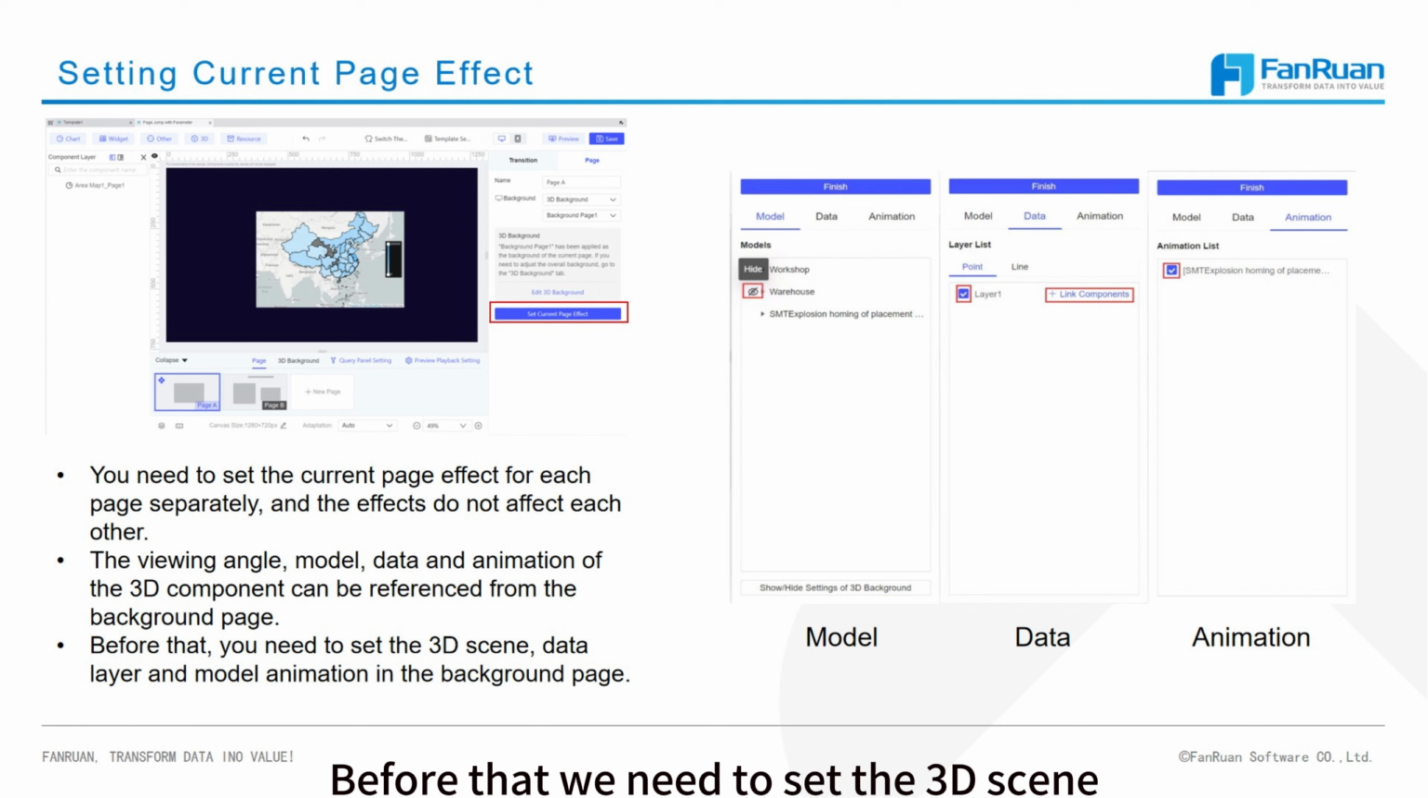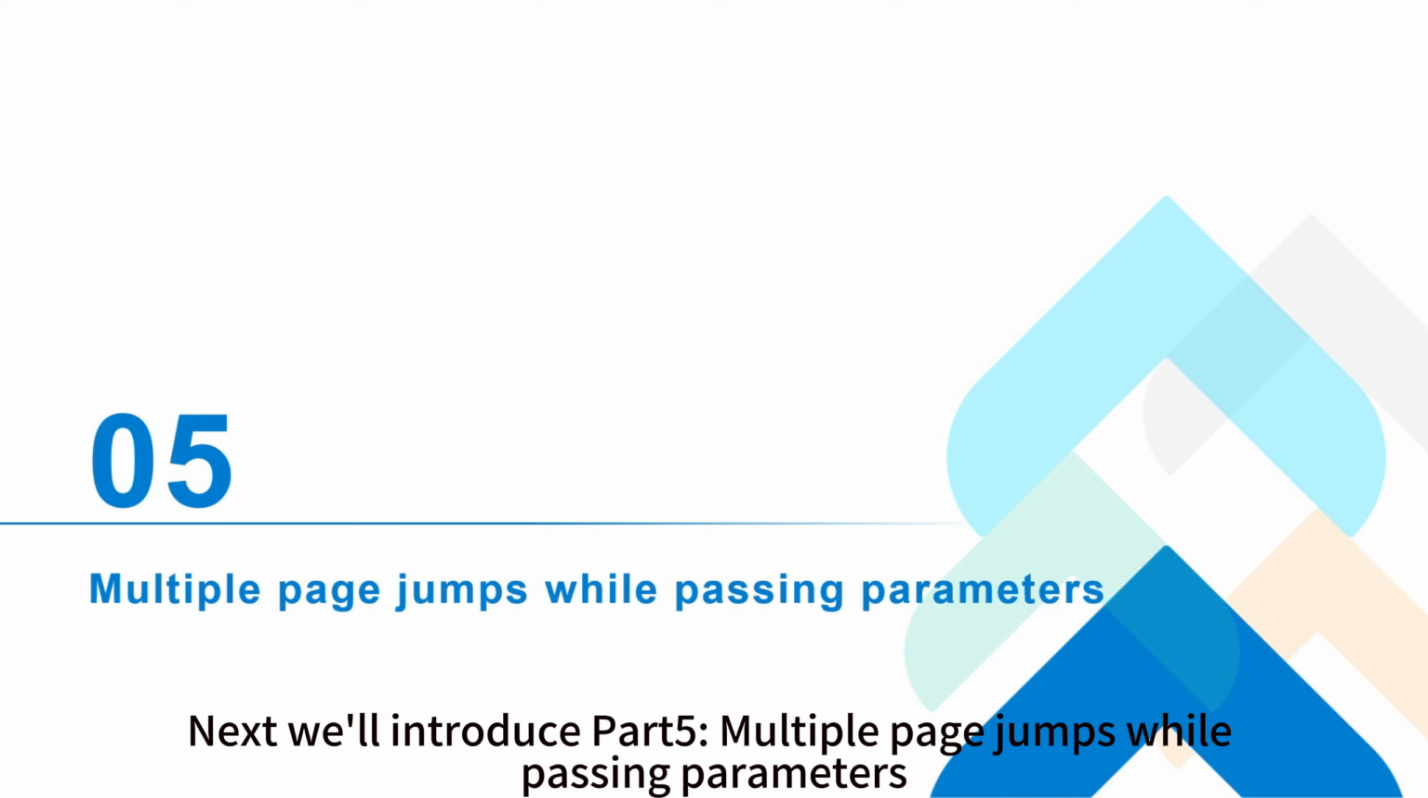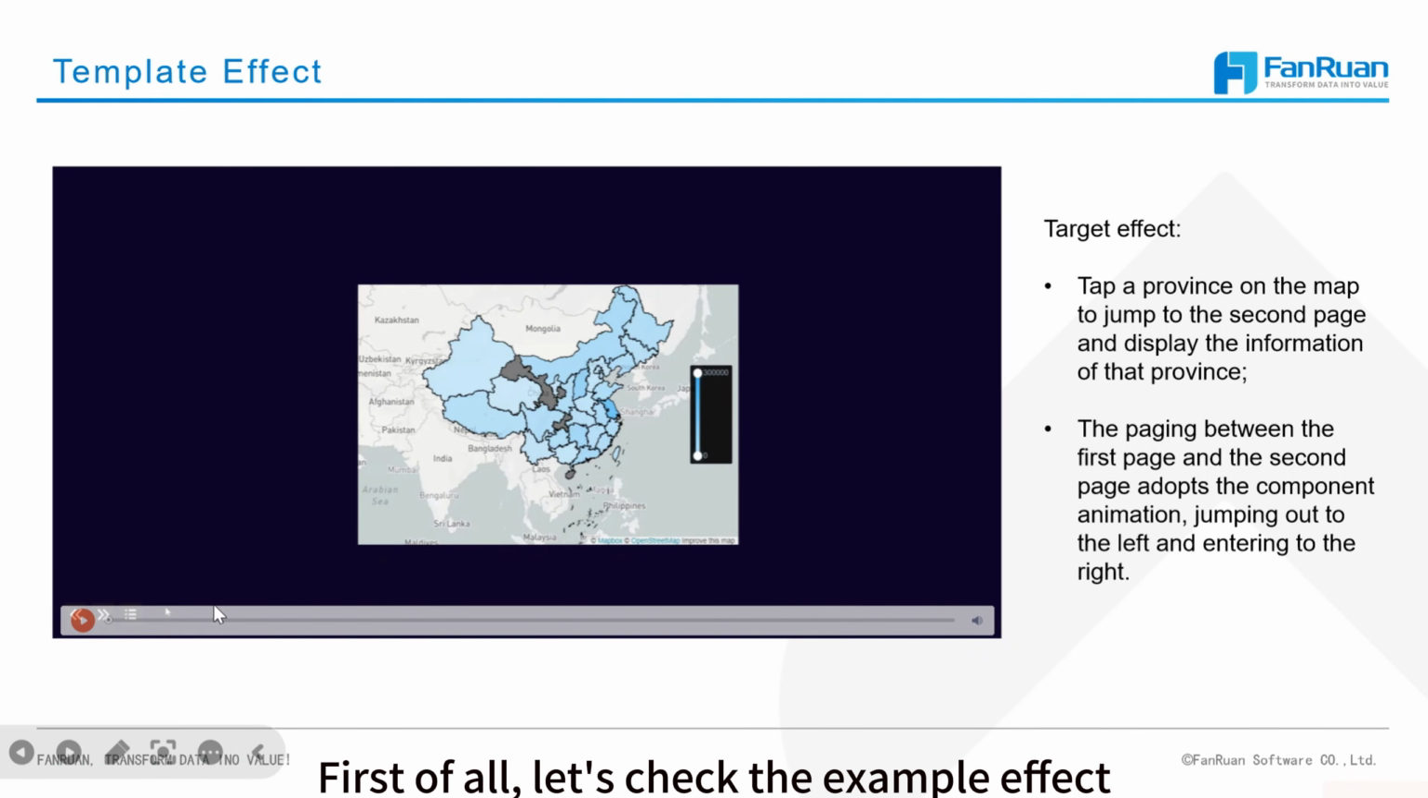Before that, we need to set the 3D scene, data layer, and model animation in the background page. Next, we'll introduce Part 5, multiple page jumps while passing parameters. First of all, let's check the example effect.